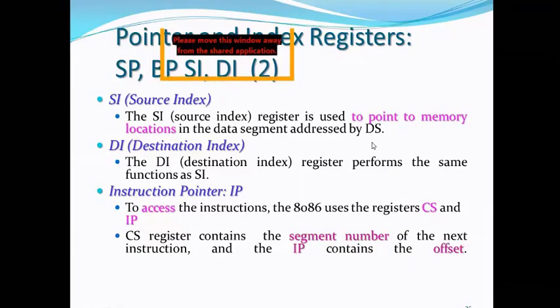Can you have a look at the text that they are giving to us here? To access the instruction, the 8086 processor uses two registers. One register is the code segment, another register is IP, the instruction pointer. Did you get the idea of how the microprocessor accesses the instruction? The microprocessor uses the code segment and the instruction pointer when accessing the instruction.